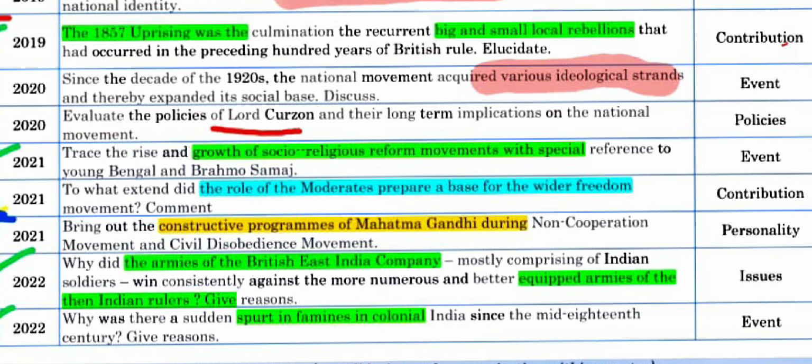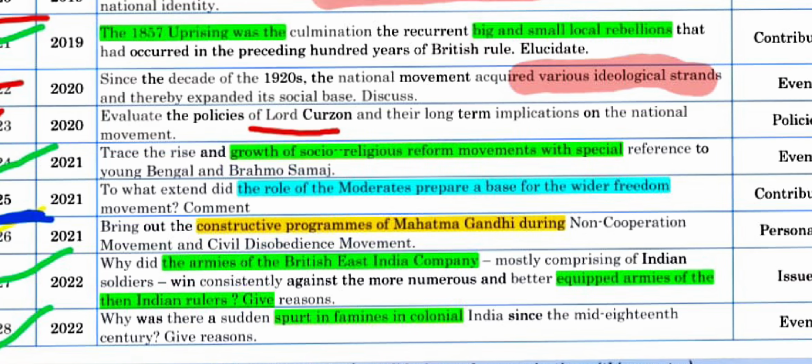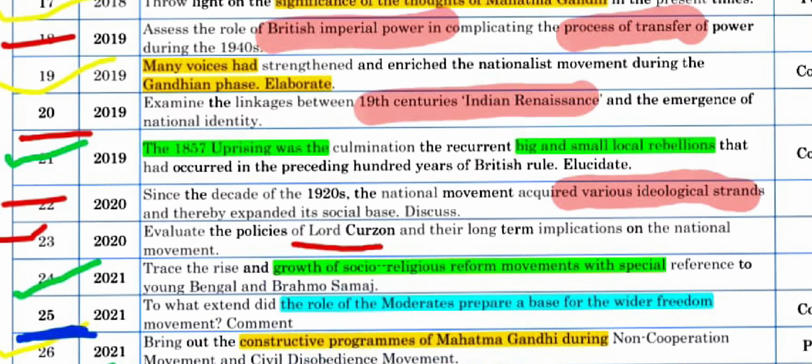And one more thing that you have to notice is that the mid 18th century is one theme or one particular period that they are specifically focusing on. What else happened in that period? We already discussed socio-religious reform movements, which is question 24.